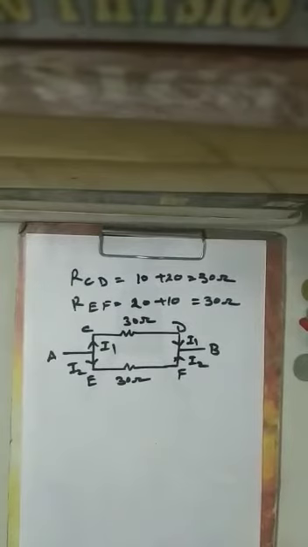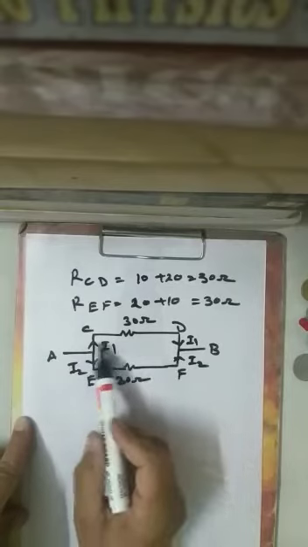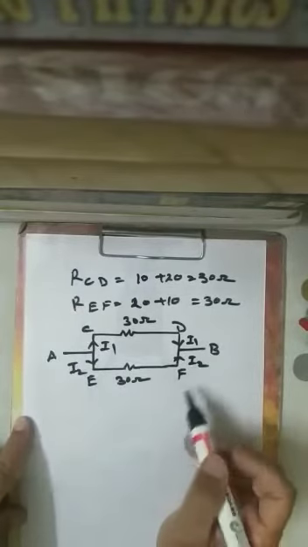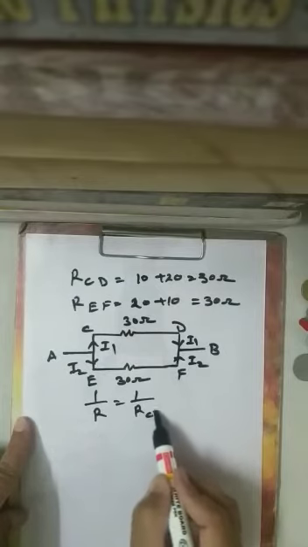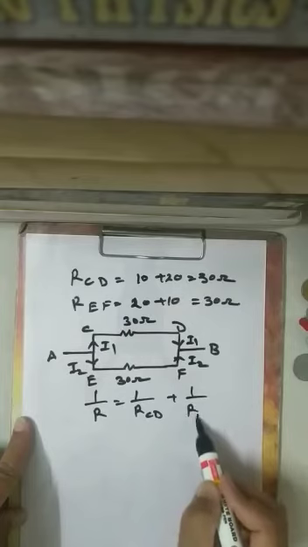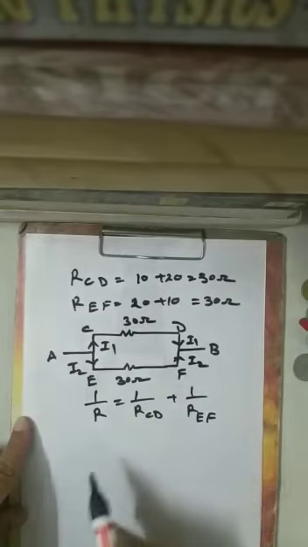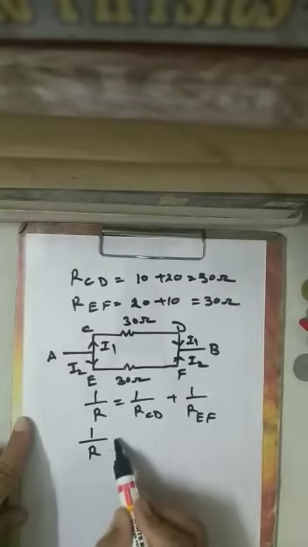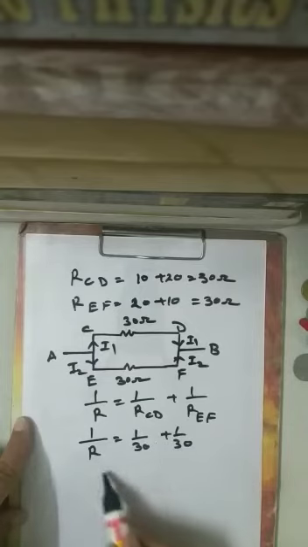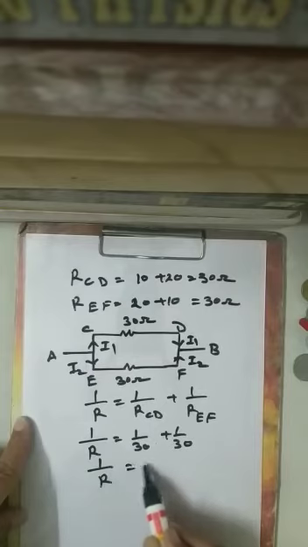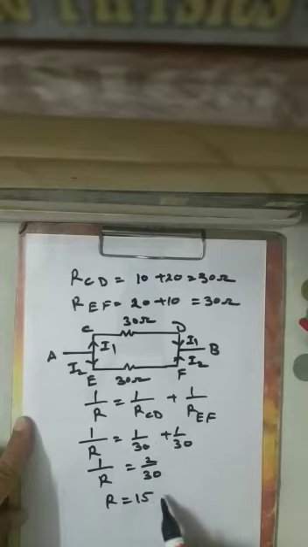Here the current I1 is in 30 ohm and I2 in 30 ohm. Now there are two resistances having currents I1 and I2, because the currents are different. So we use the parallel formula: 1 upon R is equal to 1 upon R between CD plus 1 upon R between EF. 1 upon R is equal to 1 upon 30 plus 1 upon 30. 1 upon R is equal to 2 upon 30. R is equal to 15 ohm.